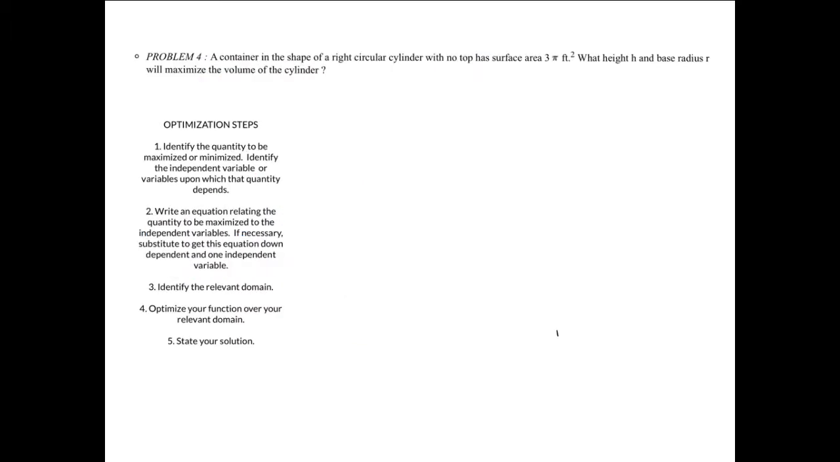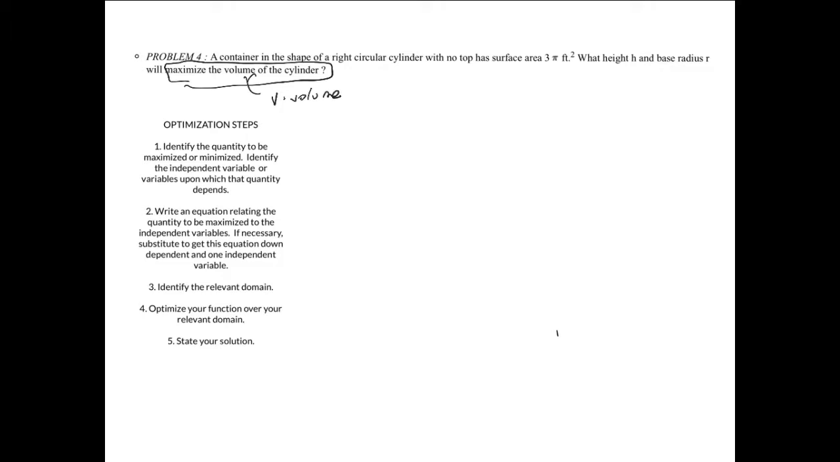This problem says that a container in the shape of a right circular cylinder with no top has a surface area of 3 pi feet squared. What height h and base radius r will maximize the volume of the cylinder? So here we go. Identify the quantity to be maximized. Well, the problem says maximize the volume of the cylinder. So we want to maximize volume, which I'm going to call V.